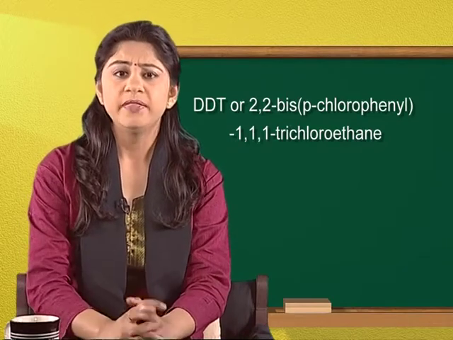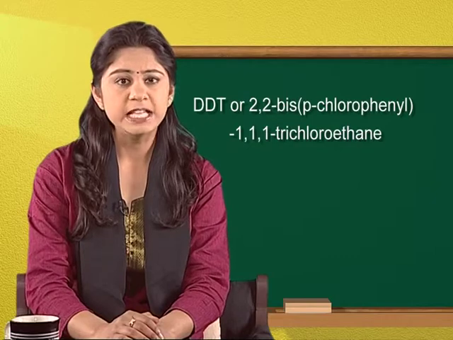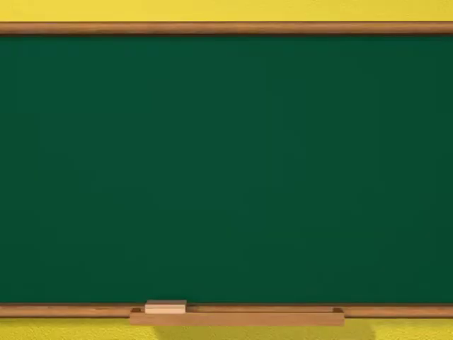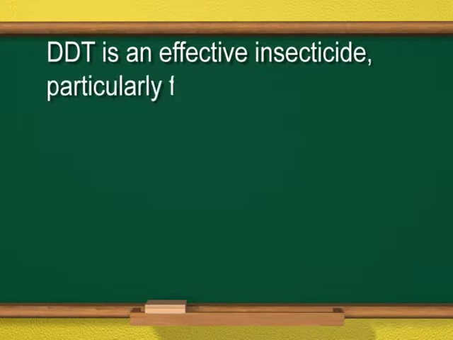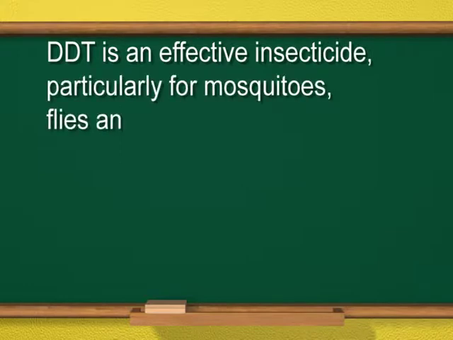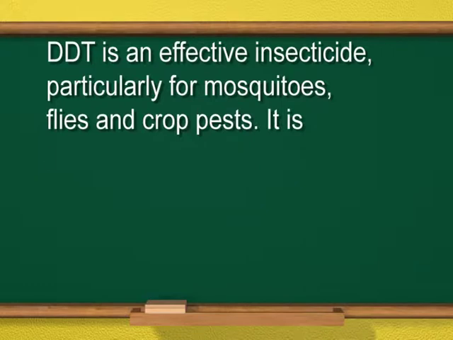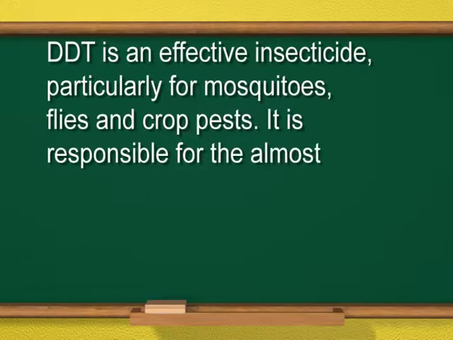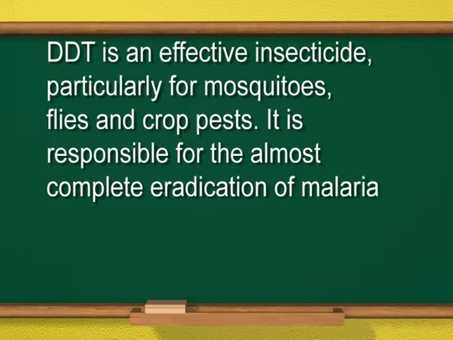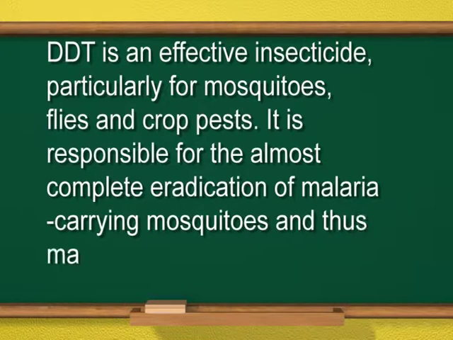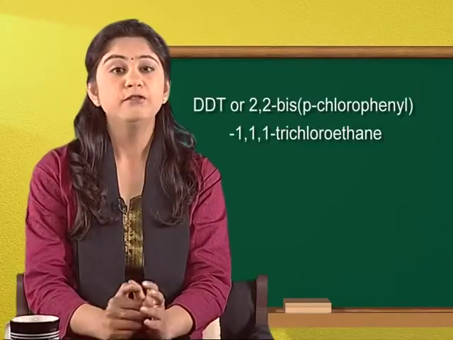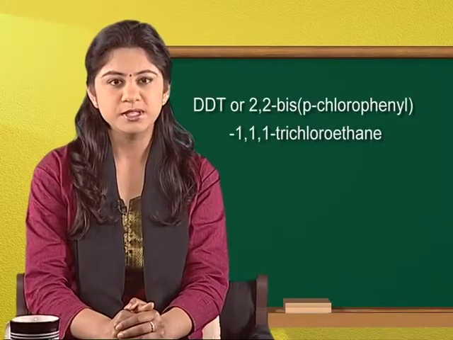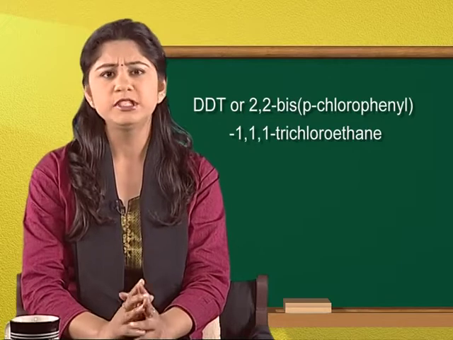Do you know the chemical DDT has widespread applications? DDT is an effective insecticide, particularly for mosquitoes, flies and crop pests. It is responsible for the almost complete eradication of malaria-carrying mosquitoes and thus making the world free from malaria. Unfortunately, it is toxic to humans and plays havoc with several species of useful birds and fish.